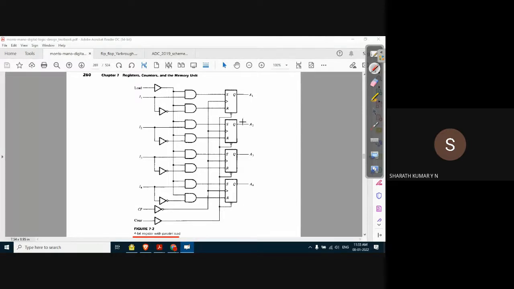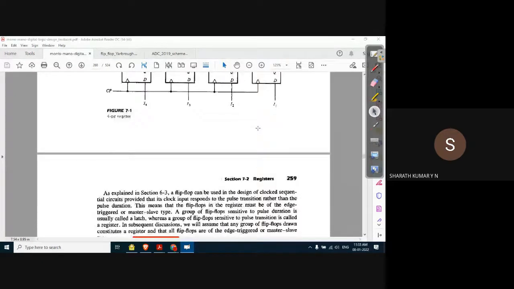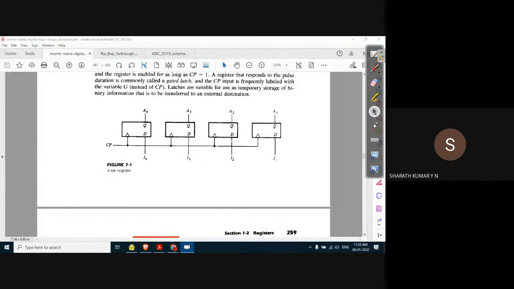In the earlier case we have a D flip flop, a simple D flip flop. We are providing the data all at a time, and we can obtain the data all at a time. So there is no control over the operation, except the clock pulse.